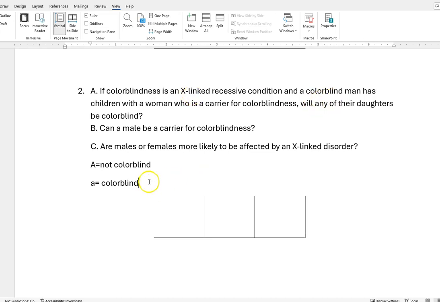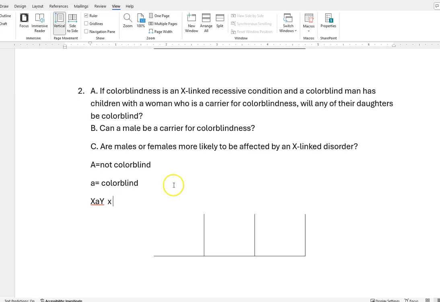So we have a man that is colorblind. We're going to use an X and a Y to note our male. We know that he is colorblind, and this is X-linked, so we need to place something on the X chromosome. We're going to place the lowercase a since it represents colorblind. We're not going to place anything on the Y chromosome because it is an X-linked disorder. The Y chromosome does not have a corresponding allele on it. It's a different type of chromosome.